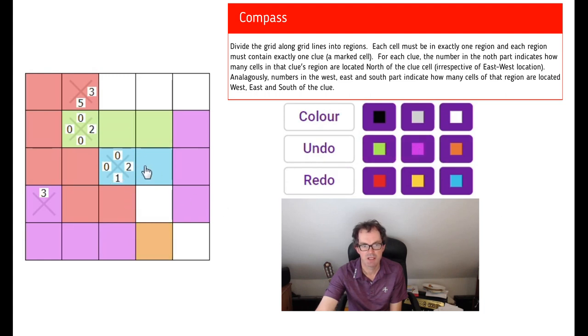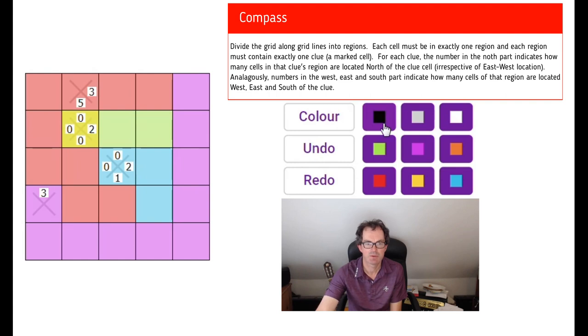This blue region now still needs to have one cell beneath it, so that's going to have to be there. That completes this, and we're still left with a little bit of a thought, because we need 3 squares for the red region to the right of this marked square. Now we've got 1, so we need exactly 2 more, which means that this purple region will also now be completed with 1, 2, 3 higher.